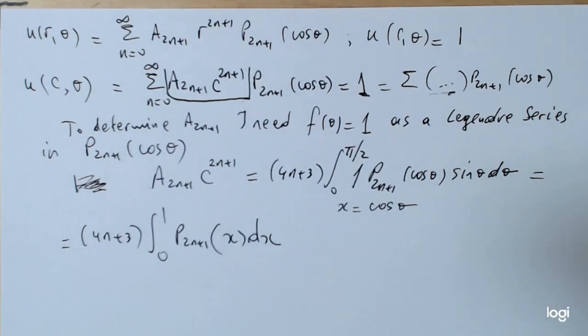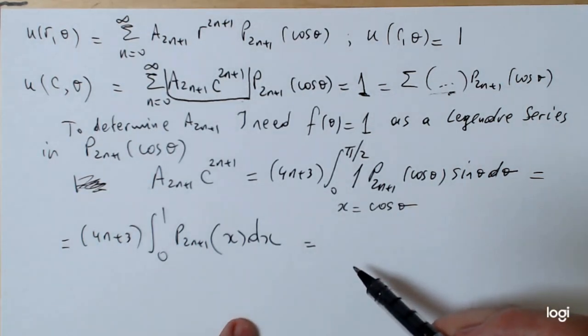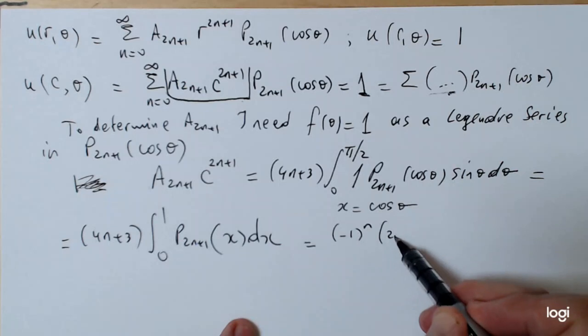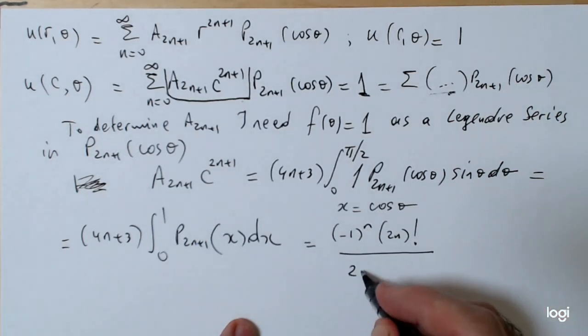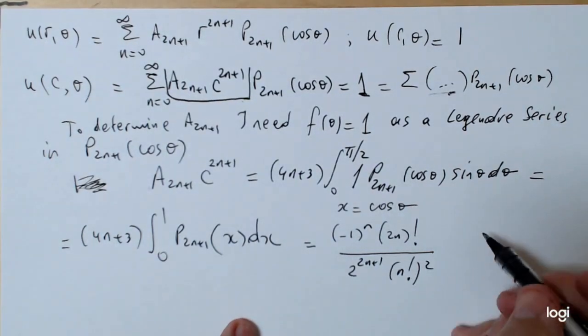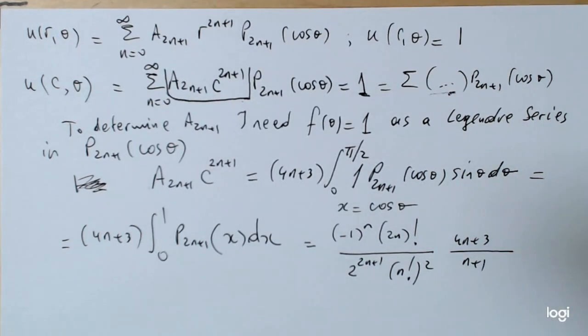Now, in the previous lecture, we actually did this. We computed the Legendre series in terms of the odd polynomials for the constant function 1. And the answer for this coefficient was (-1)^n times (2n)! over 2^(2n+1) (n!)^2 times (4n+3) divided by (n+1). So we did that in the previous lecture. Using those recurrence relations, you could solve the integral, and that's the answer.